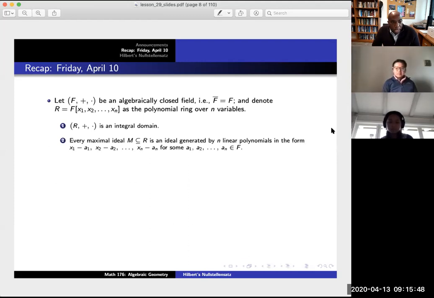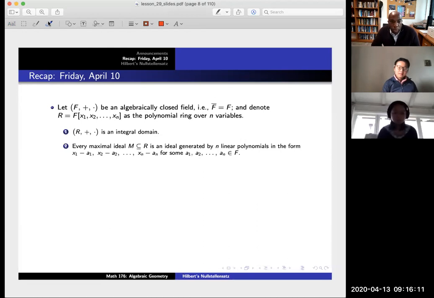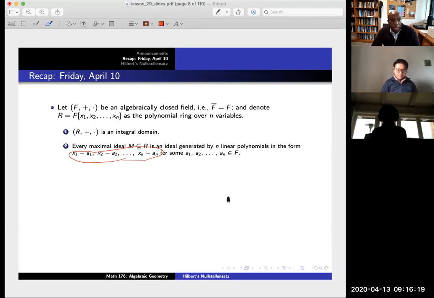Okay, so let's do a quick recap of some of the ideas. First, let's start with an algebraically closed field, and we're going to denote R as the polynomial ring in n variables over this field. Remember that this ring is an integral domain, and we actually know a lot about the maximal ideals sitting inside of it. They're always going to be generated by n polynomials in this form: x1 minus a1, x2 minus a2, and so on and so forth. I'm going to come back and use this later today, that I know what every maximal ideal inside of this integral domain looks like.